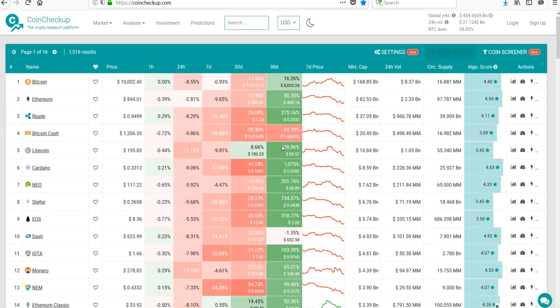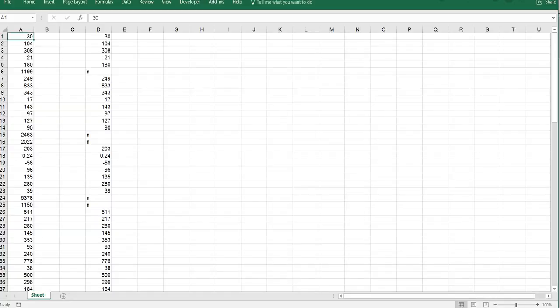If you go to windows of 90 days or longer, then most of the cryptocurrencies listed, certainly in the top 100, are doing substantially well. In order to see how well they are doing, I created a quick spreadsheet. If you look in this first column here, they're all percentages, either an increase or a decrease percentage in 90 days.